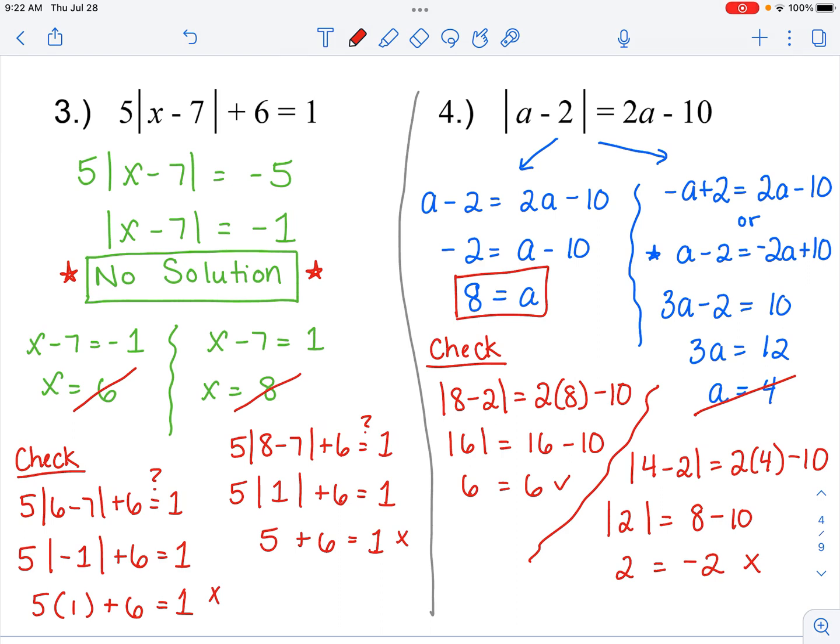The a equals 4 is an extraneous solution because it doesn't give me a true statement when I plug it into the original equation. All right, there are examples 3 and 4. Next up, we're going to talk about some inequalities.